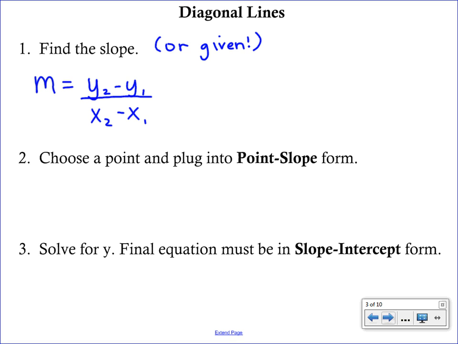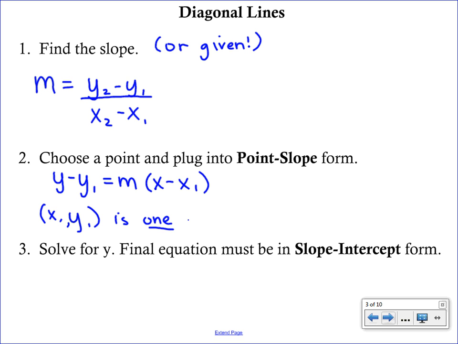After you find the slope, what we're going to do is plug into point-slope form. So let's just write down what point-slope form is again, just so that you have it in a couple of places. The directions say choose a point. Now, if you were given 2 points and you use those 2 points to find the slope, you just have to choose one of those points, and it doesn't matter which point you choose. Just pick one of those points and plug the x value in for x1, and plug the y value in for y1.